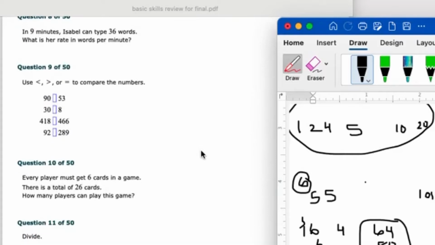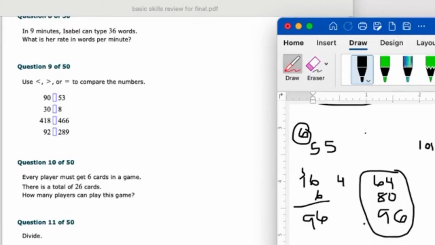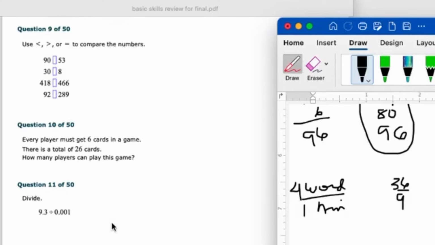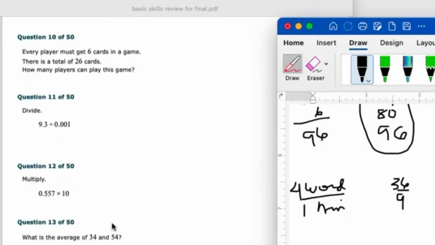Okay, in 9 minutes, Isabel can type 36 words. What is her rate in words per minute? Okay, so you're going to set up words per minute. Okay, so we're going to say words is 36 words per 9 minutes, but we want the number of words per 1 minute. So what are we going to do? Just simplify this down to 4 words per minute. Okay, so I'm not going to do that one for you.